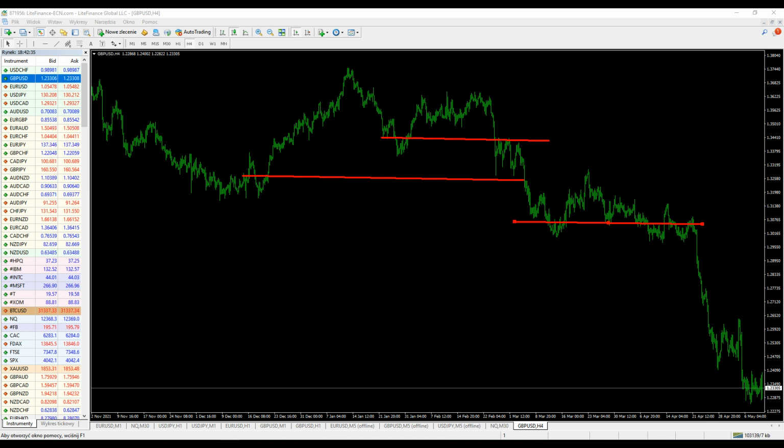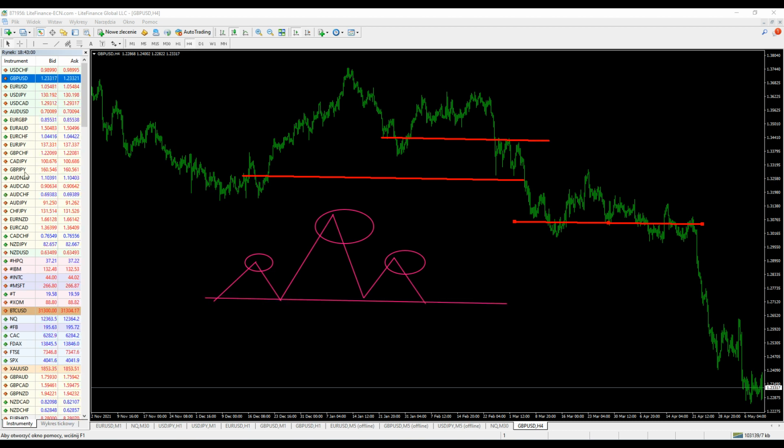All right, so let's have a look at what we have. First things first, each of us knows the possible head and shoulders pattern. We have a left shoulder, head, and right shoulder, and if we break through the neckline, that's the neckline, then the possible target is the distance between the top of the head and the neckline, something like this. That's pretty clear and obvious.